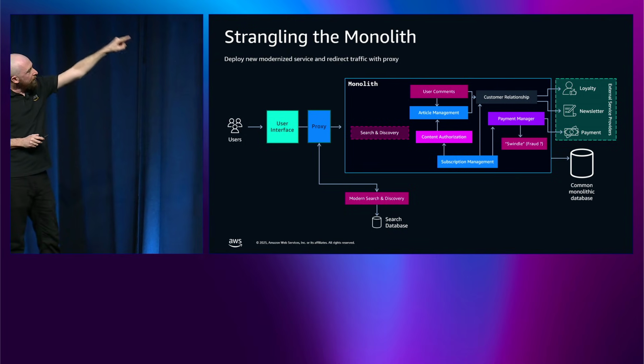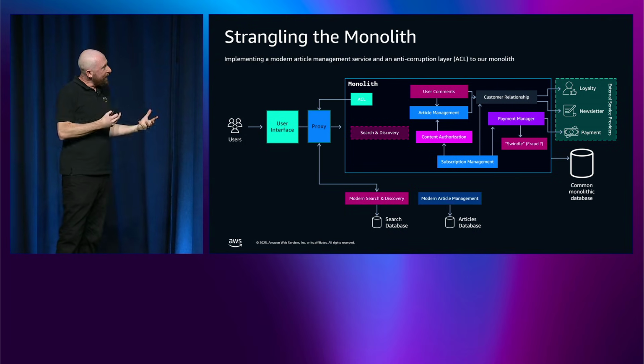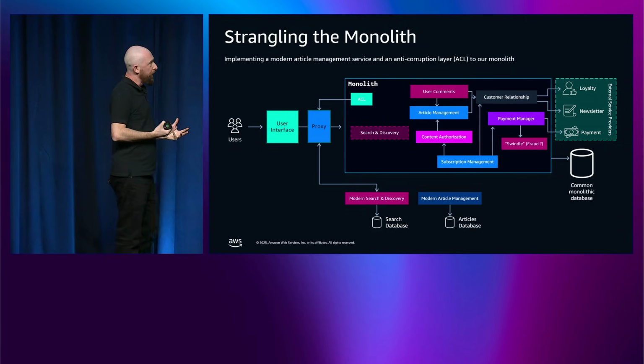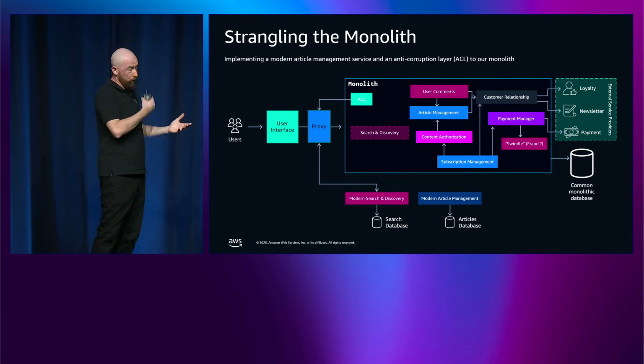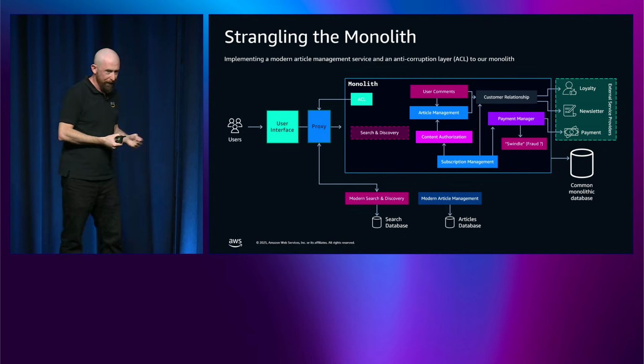But as you can see, there's more interaction between these components. So we need to actually introduce another component into our design to help us to be able to transform this component. So we're going to introduce something that's called an anti-corruption layer.